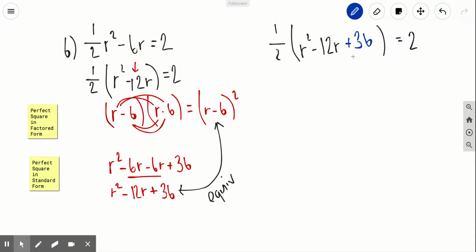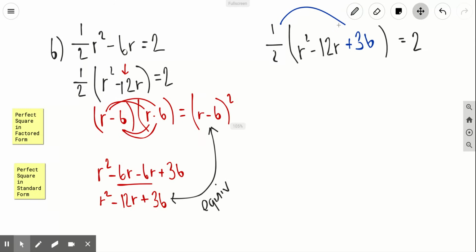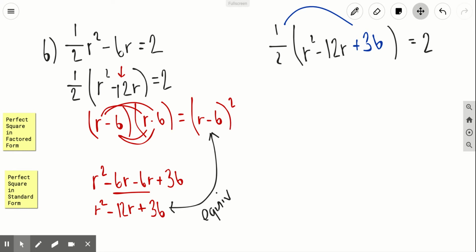Notice that when I add in this 36, I'm really adding in 1/2 times 36, because there's this coefficient 1/2 outside my parentheses. If you in your head think what's 1/2 of 36, you might notice that 1/2 of 36 is 18, which is the number that you'll need to add to the other side to make this equation equal. Again, we added 18 to the right because when I added 36, I was really adding half of 36, since there's a 1/2 outside the parentheses.